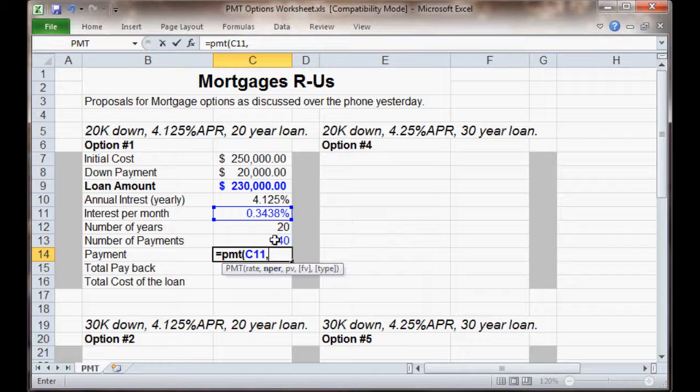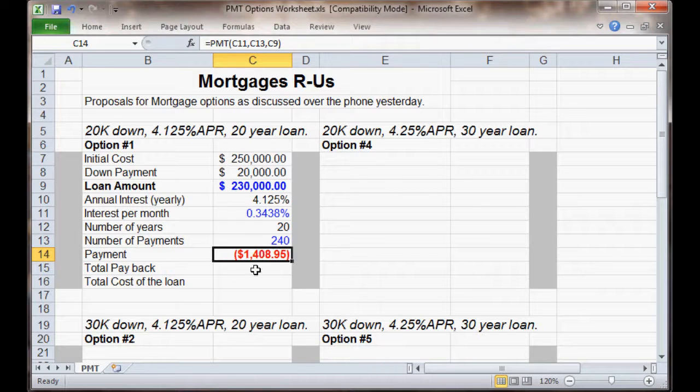Number of payments. So let's select that cell. We'll again delineate with a comma. And the last one is the present value of the loan. And the present value is the loan amount. And we'll close this with an end paren and press enter. So that's our payment. And it's automatically made red and in parentheses because it's a negative number. That's how much money is going out.